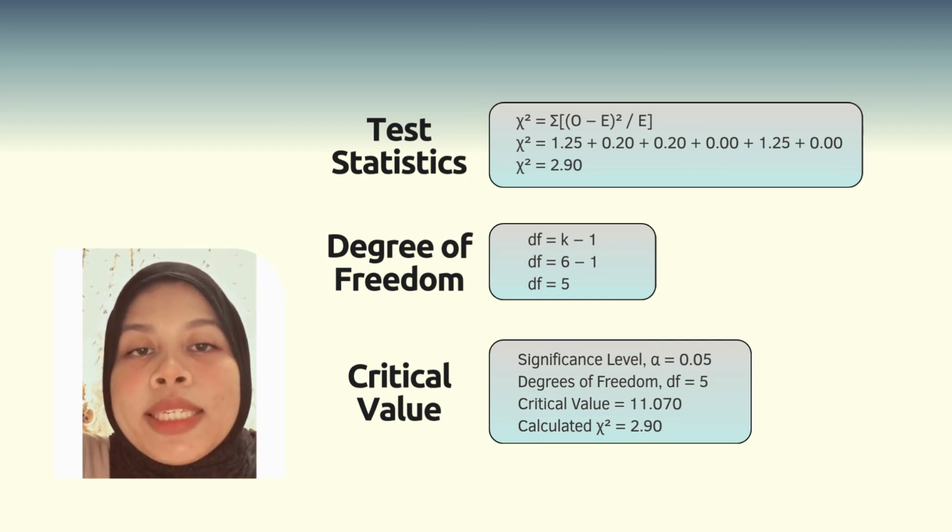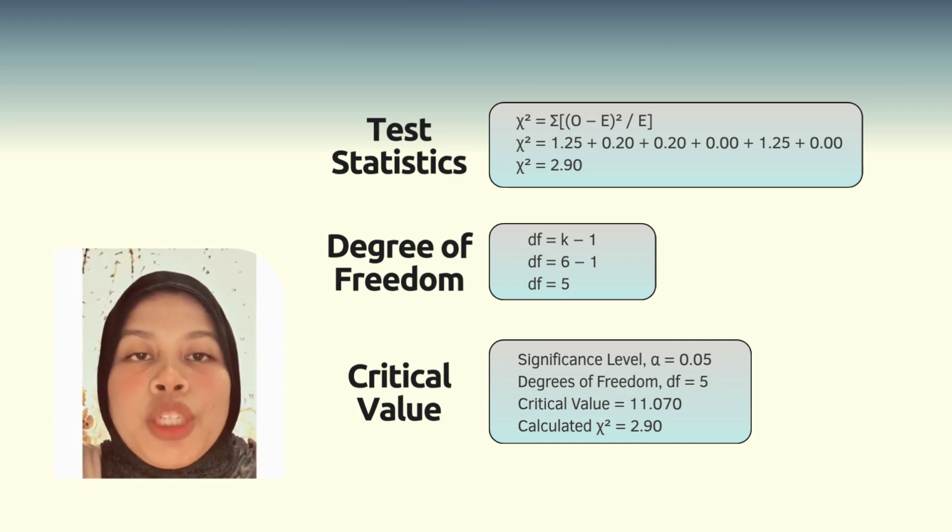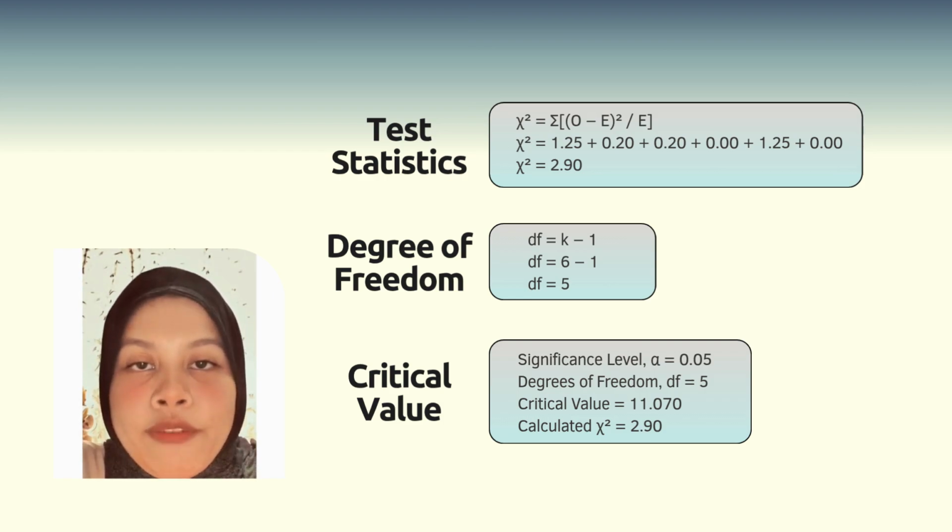Next, we calculate the degrees of freedom using the formula degrees of freedom equals k minus 1, where k is the number of categories. Since there are 6 flavors, degrees of freedom equals 6 minus 1, which equals 5. Using the chi-square distribution table at a 5% significance level and 5 degrees of freedom, the critical value is 11.07.